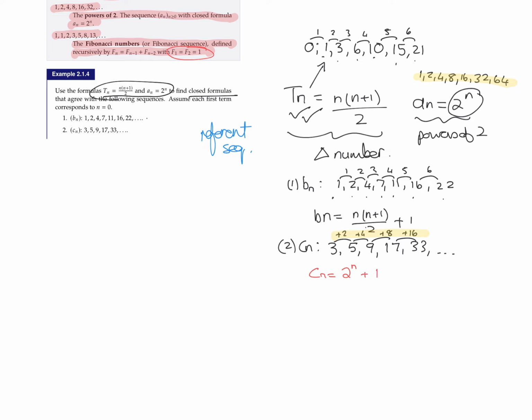Let's see. Well, if n starts at 1, we've got 2 plus 1, which is 3. So n is bigger than or equal to 1, and n is a natural number. If n is 2, we get 4 plus 1 is 5. If n is 3, we get 8 plus 1, which is 9. If n is 4, 16 plus 1, which is 17.